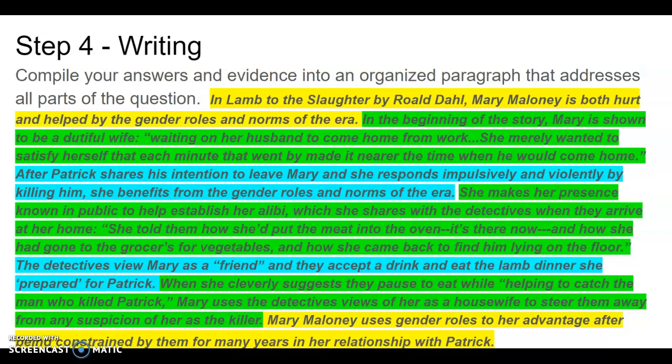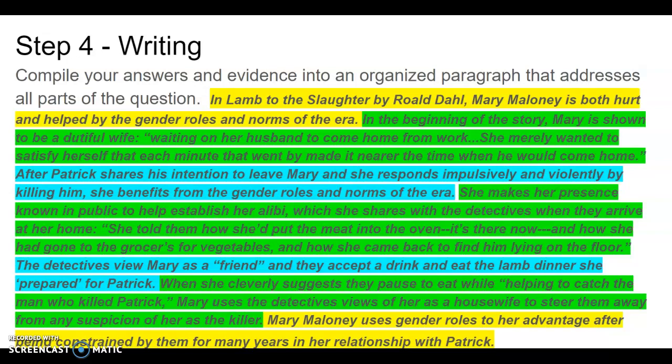The yellow portions are the argument, the thesis statement. In the beginning, in Lamb to the Slaughter by Roald Dahl, Mary Maloney is both hurt and helped by the gender roles and norms of the era. Great. So, I've laid it out there. Then, at the end, you see it's highlighted in yellow again because I reiterate the gender roles, my statement on them, but I kind of build upon it. I say Mary Maloney uses gender roles to her advantage after being constrained by them for many years in her relationship with Patrick.